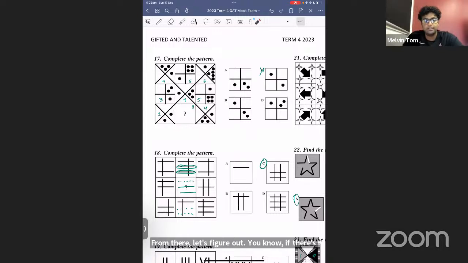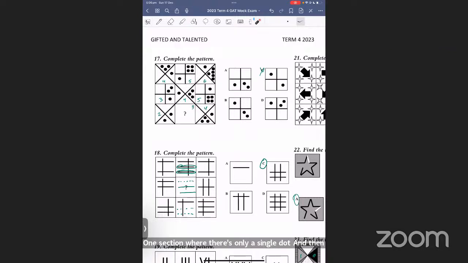Now, the first thing we can notice straight away is that in each of the images there is one section where there's only a single dot, and then another section where there are multiple dots at the same time. So for example, in here we have 1 dot, 3 dots, 1 dot, 4 dots, 1 dot, 5 dots. Knowing that, we can then work backward and see if we can find a pattern for how these dots are moving.